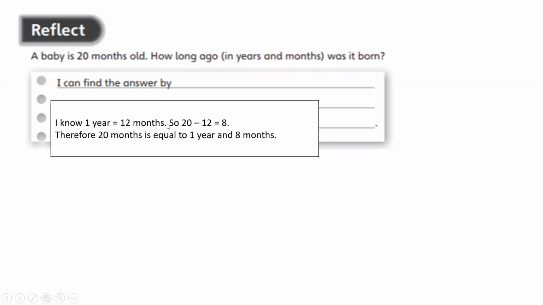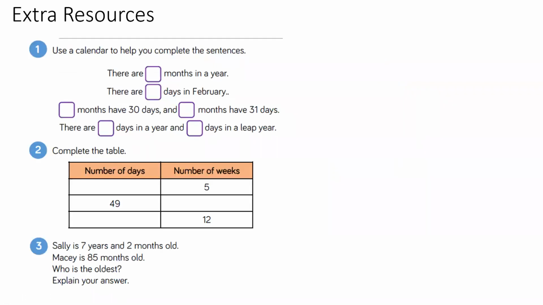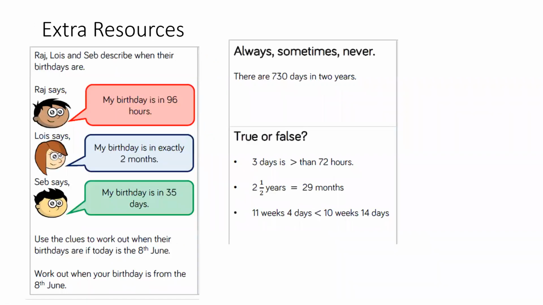What we could also do is 20 divided by 12. So if we had 20 divided by 12, we know it goes in 1 time. So it's 1 year, and there's a remainder of 8, so it's 1 year and 8 months. Right, looking at extra resources, if you'd like to freeze this page and have a go, and then also have a go with this page, so freeze it and have a go with this, and then I will give you the answers.